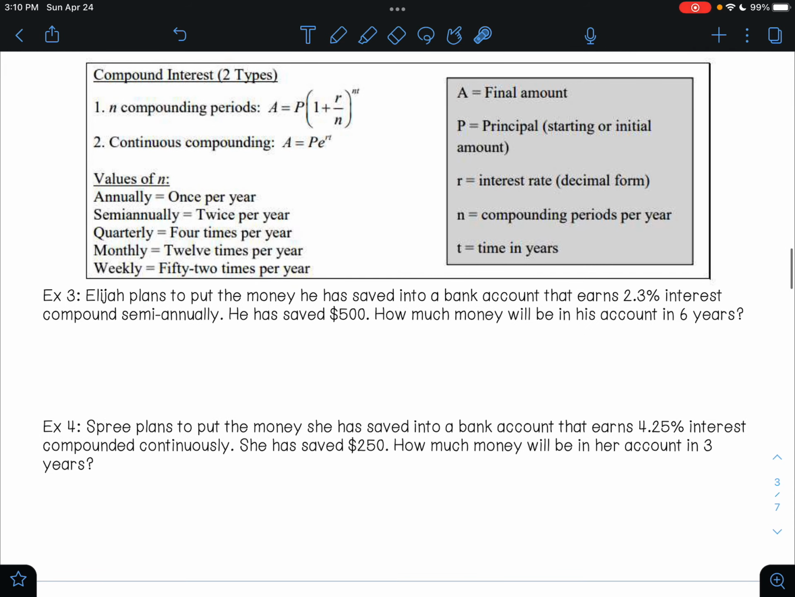So example 3 says Elijah plans to put the money he has saved into a bank account that earns 2.3% interest compounded semi-annually. He has saved $500. How much money will be in his account in 6 years? So he's compounding semi-annually, so that means I'm going to use the formula A equals P times 1 plus r over n to the n times t power.